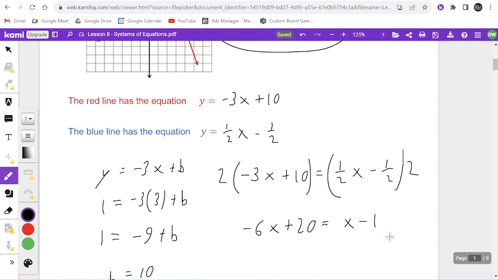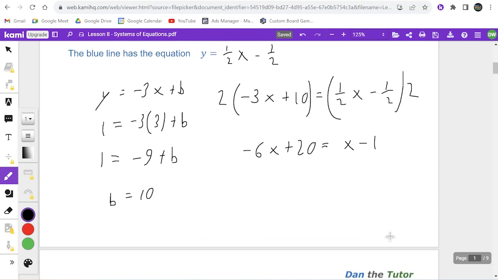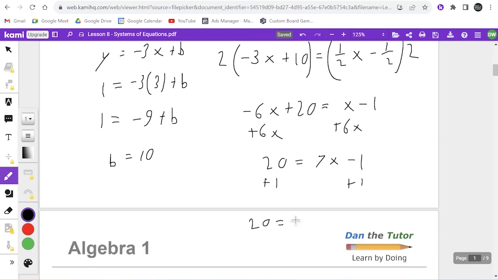And if you don't understand, let me know. But the 2 and the 1/2 cancel for both of those. And now from here, this is pretty easy. Because you would just add 6x to both sides. So now you've got 20 equals 7x minus 1. And then we would just add 1 to both sides. And it looks like 20 equals 7x. I'm sorry, 21 equals 7x.